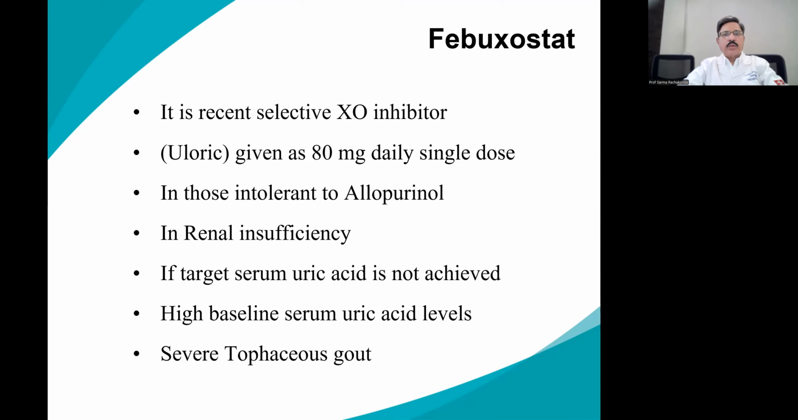Those intolerant to allopurinol, you can use it. In renal insufficiency, febuxostat can be used. If serum uric acid targets are not achieved by allopurinol, you can use febuxostat. High baseline uric acid levels, you can start it. Severe tophaceous gout also, you can start it.